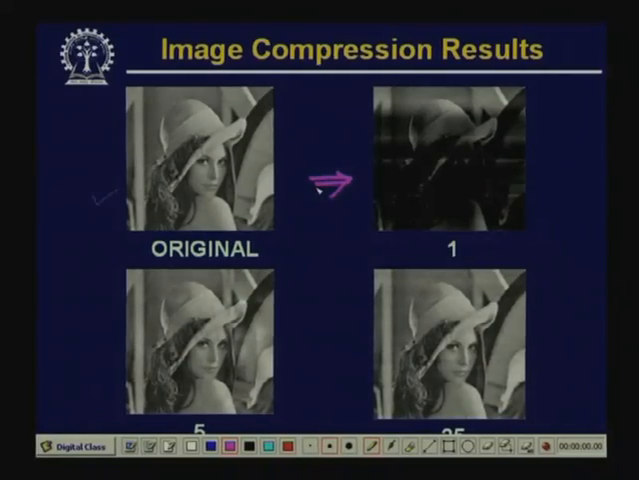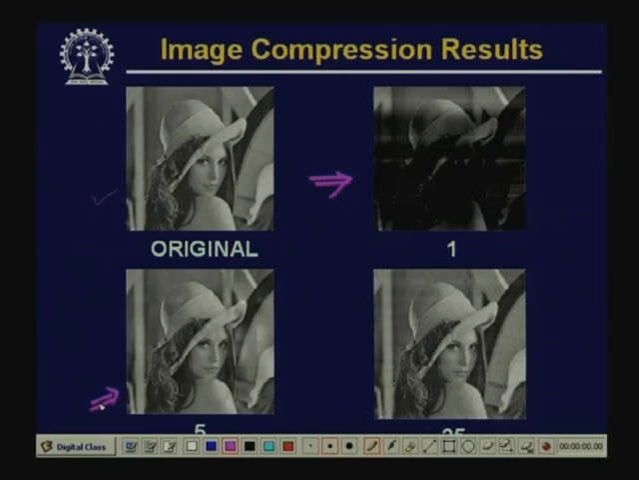Now, if we increase the number of eigenvectors in the transformation matrix, when I use 5 eigenvectors, the reconstructed image is given by this one. You find that the amount of information contained in this particular image is quite improved, though it is not identical with the original image.